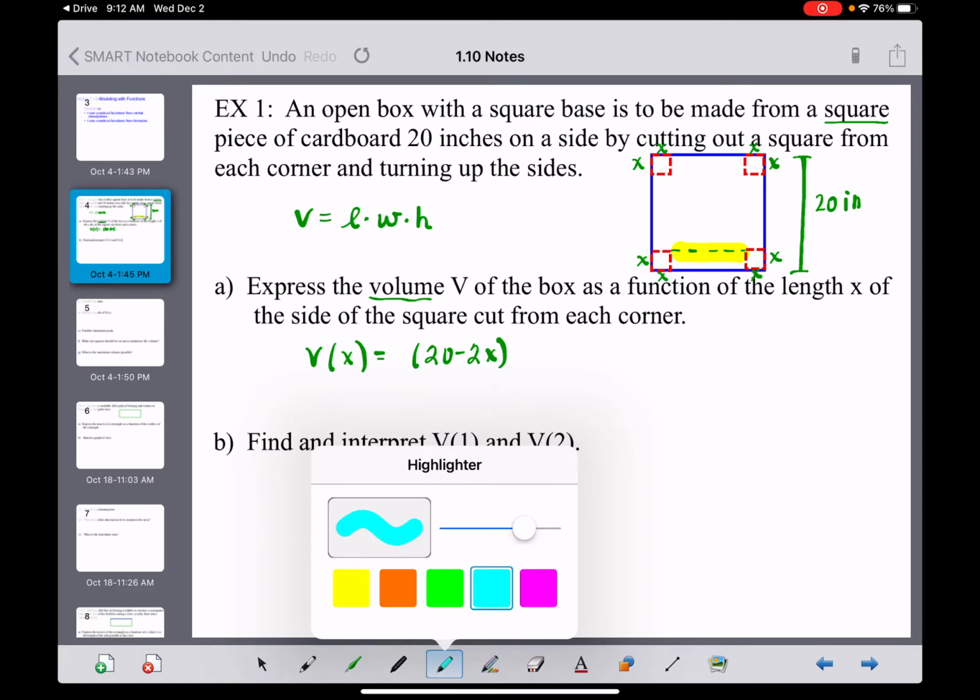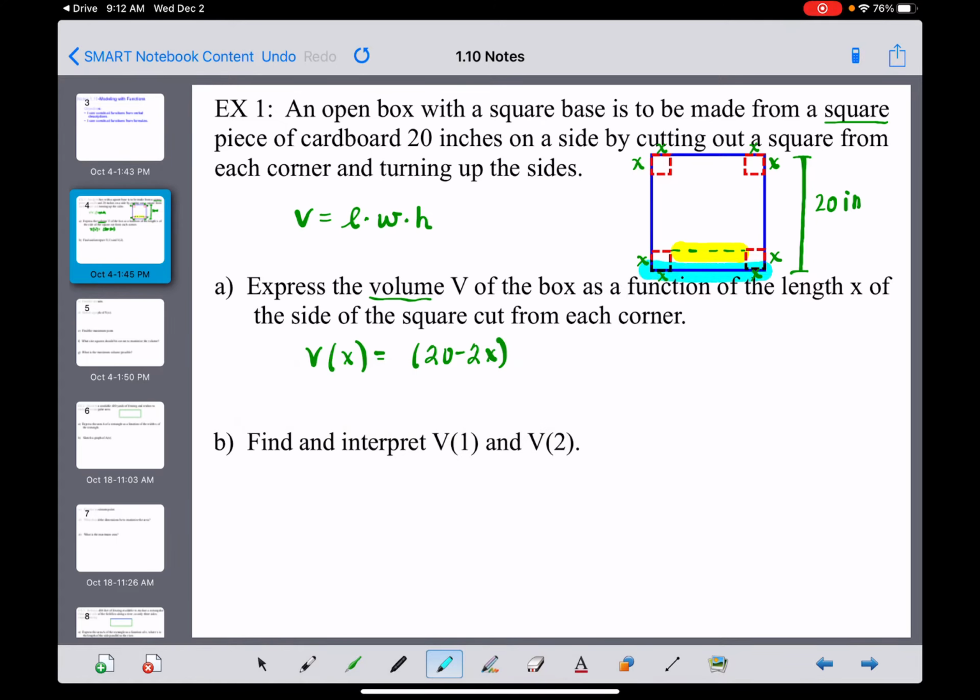Because I'm taking 20, the entire length. Okay, I'll try to show you this with some color. So the entire length, that's 20, but I'm taking off this part and I'm taking off this part. So I'm left with just what I have in between. I'm left with the yellow part. Okay, so that's my length.